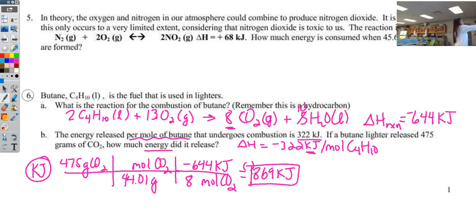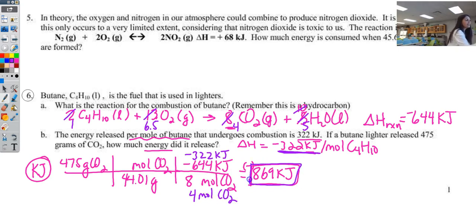Now, what's the other thing that I could have done? Well, I could also use this right here, but that means I would have to reduce my equation down. So I divide everything by 2, and I would get a 1 and a 6.5, a 4, and then back to a 5 on this one. Well, my last step, how would it be different? Instead, it would be negative 322 kilojoules, which is what they gave us, but that would be for 4 moles of CO2. If you do that, you will get exactly the same answer. So either way you do it, you'll get the same answer.